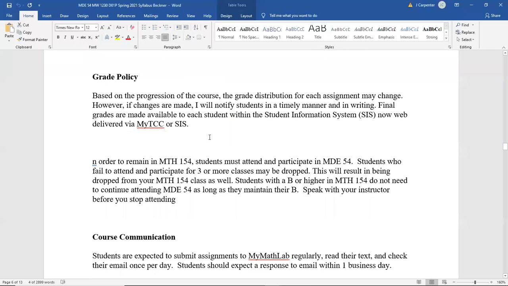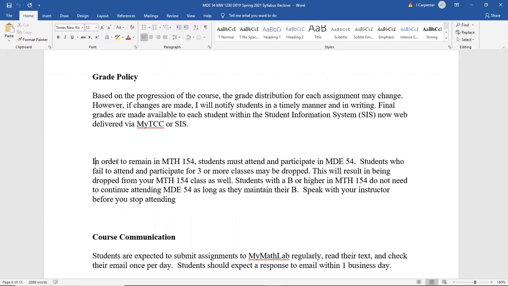All right, grade policy. I'm missing a letter here. There we go. In order to remain in Math 154, students must attend and participate in MDE 54. Students who fail to attend and participate for 3 or more classes may be dropped. This will result in you being dropped from Math 154 as well. So not only do you have to participate in 154 and go to that class and do the homework, you have to do the same for MDE 54. You have to attend these lectures. You have to do those homeworks.